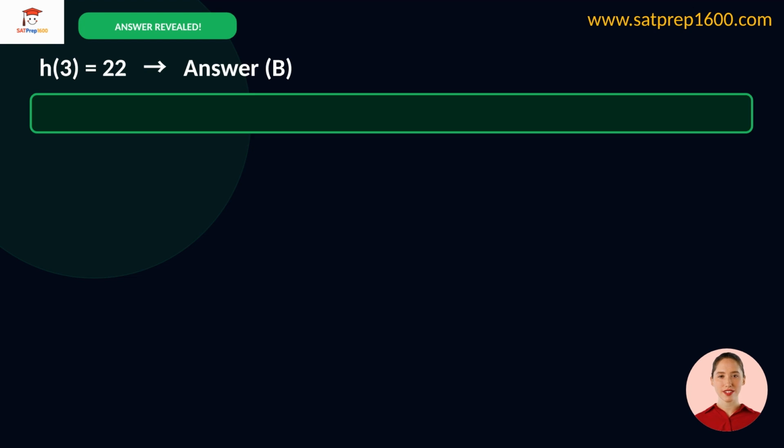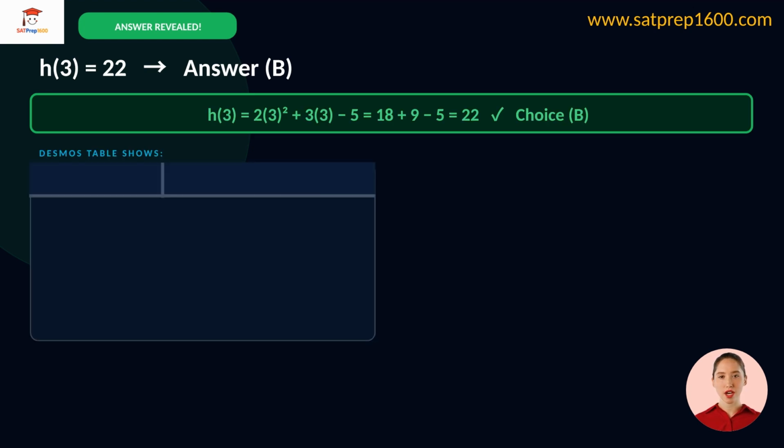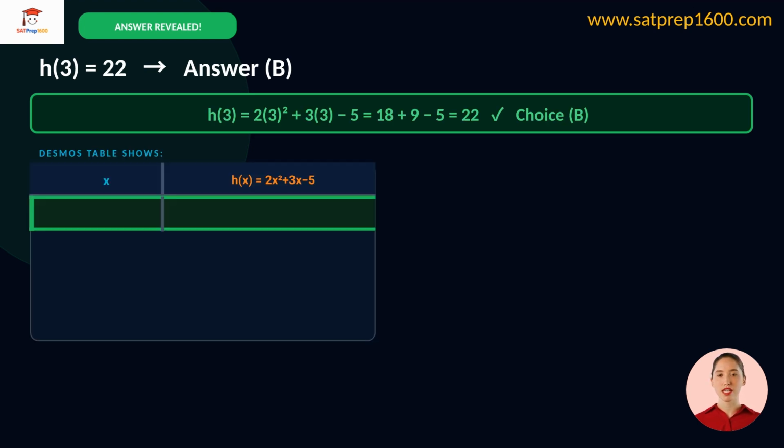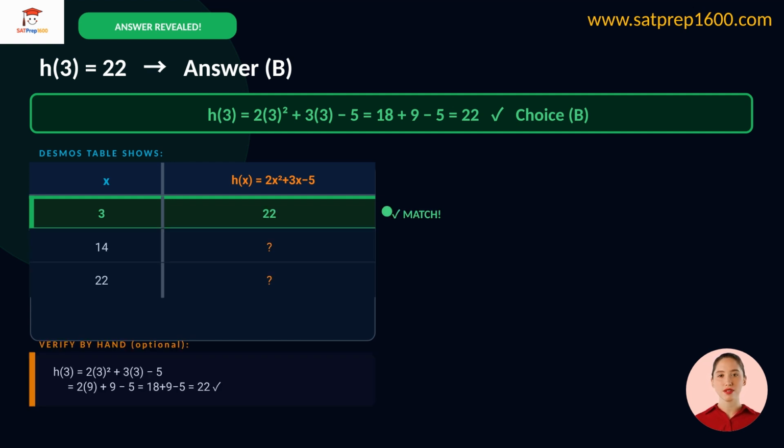Welcome back. The answer is 22, choice B. When you typed x equals 3 into the table, Desmos returned 22 instantly. If you want to verify by hand, 2 times 9 is 18, plus 3 times 3 is 9, minus 5. 18 plus 9 minus 5 equals 22. Checks out. But notice, you didn't have to do any of that.